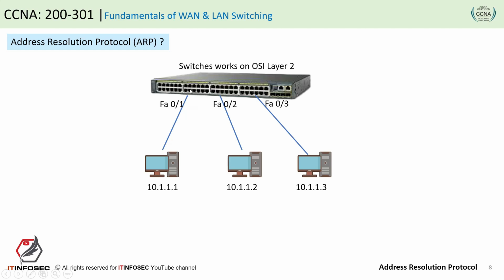This model has 48 ports. Layer 2 Cisco switches work at the data link layer. So it just identifies and discovers computers based on MAC address. We will discuss this, I think, in the first video in this CCNA course.